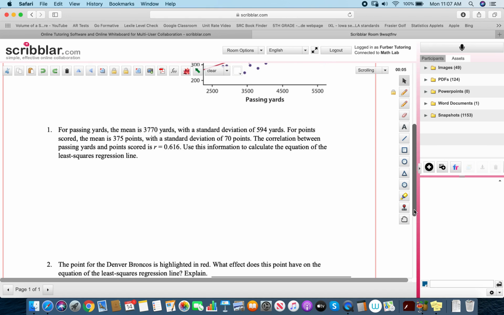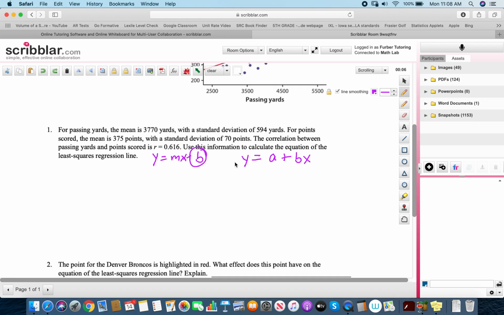So remember, the least squares regression line has a slope and a y-intercept. And remember, even though we think about it as y equals mx plus b, they actually use y equals a plus bx, which is really confusing because in this equation, b is the y-intercept, but in this equation, it's the slope, okay? So just be really careful on that. So that's the m, and this is the y-intercept, okay? So first of all, we have to find the slope.